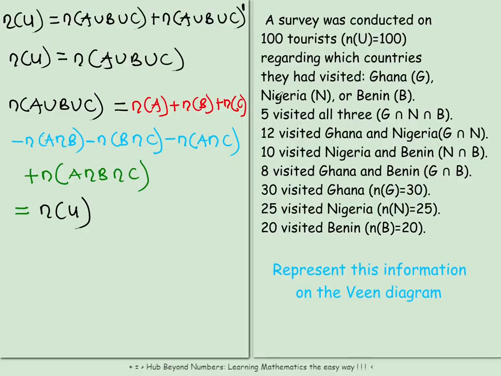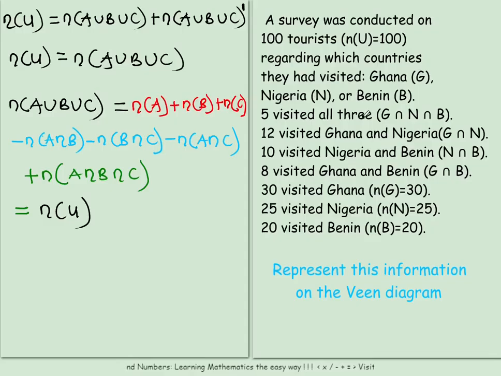Looking at our first question here, it says a survey was conducted on 100 tourists. Using our notation, 100 tourists is going to be n of U, that is the universal set equals 100, regarding which country they had visited. So we have Ghana, Nigeria, or Benin.